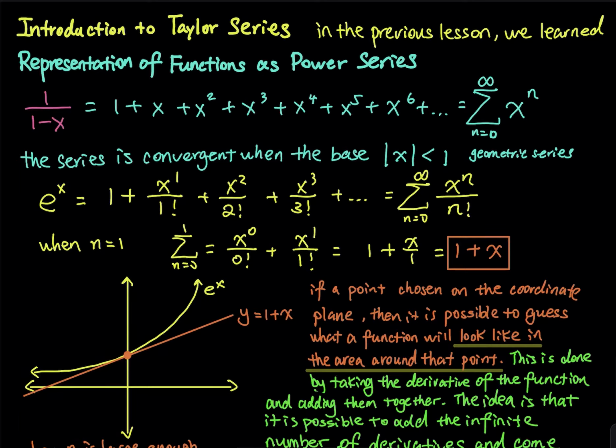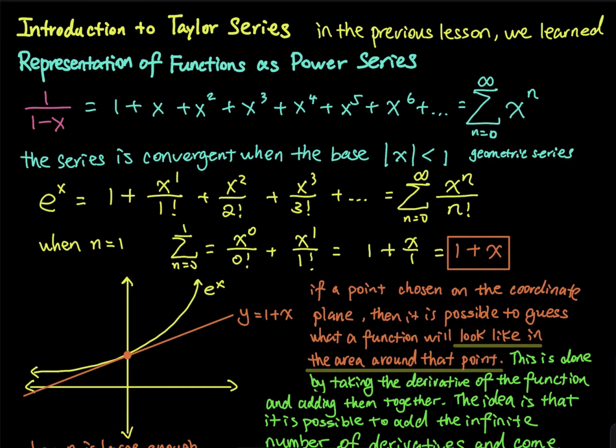What about when n is equal to 2? Don't look at the graph yet. When n is equal to 2, you have to take the next term, which is x squared divided by 2 factorial. So that means, listen to me, when n is equal to 2, you have a second degree polynomial.